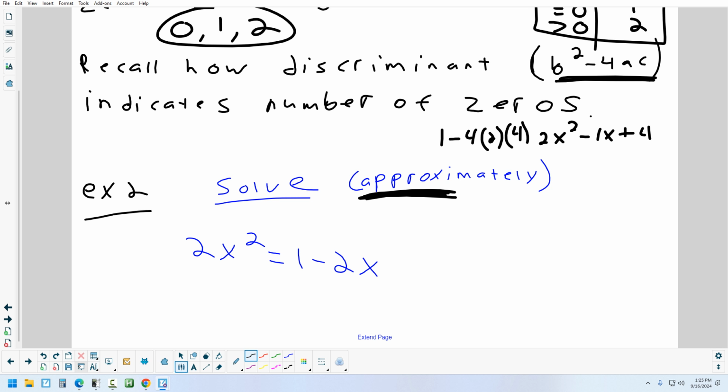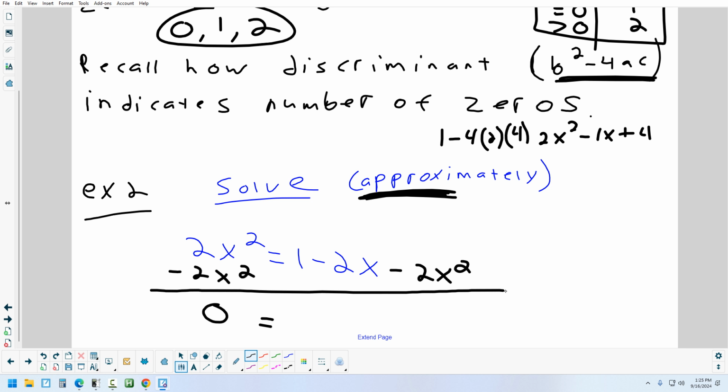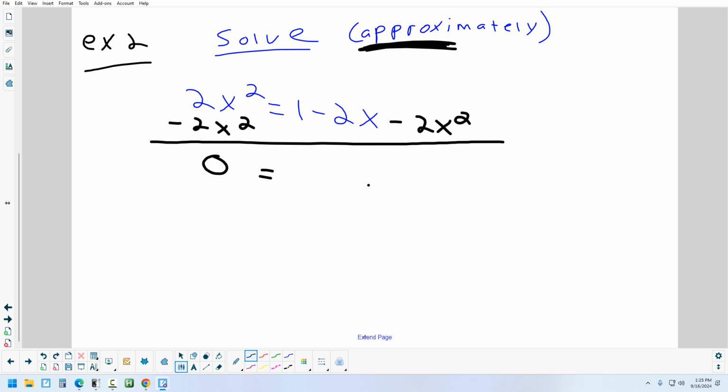If you divide by 2x squared on each side, that would leave you with a 1 over here. Can you just subtract 2x squared? Yeah, you have to subtract the 2x squared, so you minus that from each side. Now you're left with nothing on the left. What would you have on the right if you put it in order from the term with the biggest exponent all the way down to the constant? Negative 2x squared minus 2x plus 1.